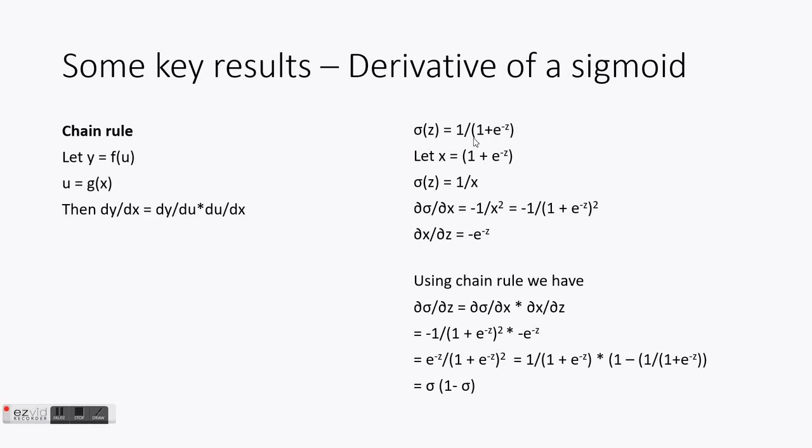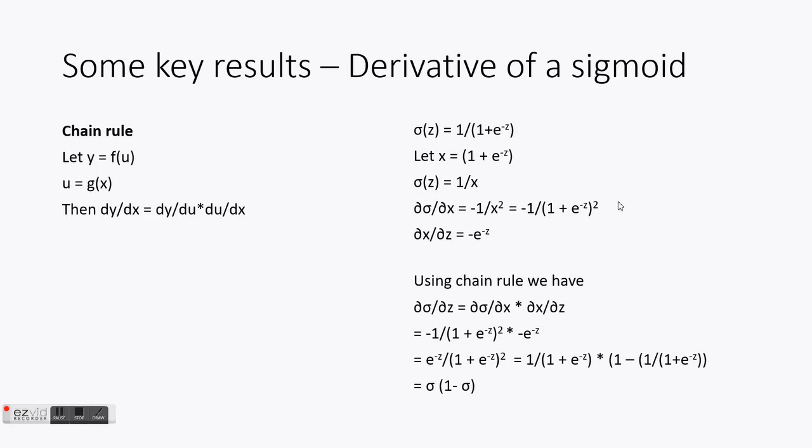Now let us find the derivative of sigmoid. The sigmoid of z is given by 1 over 1 plus e power minus z. Now let us assume x is equal to 1 plus e power minus z. So I can rewrite this equation as sigma of z is equal to 1 by x. Now d sigma by dx, if I take the derivative of this, becomes minus of 1 by x squared, and I substitute for x as 1 plus e power minus z, it becomes minus of 1 by 1 plus e power minus z the whole square. Now I take the derivative of x with respect to z. This is a constant, so I will be left with minus of e power minus z. Now using chain rule, we have dou sigma by dou z is equal to dou sigma by dou x, which is this, and dou x by dou z.